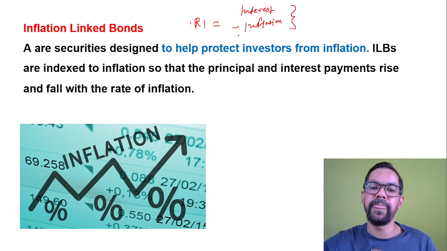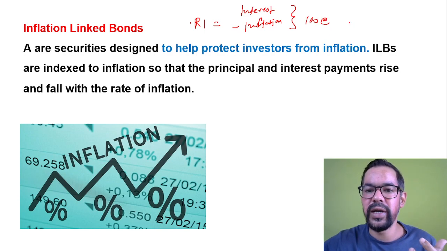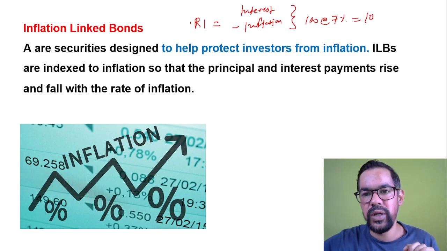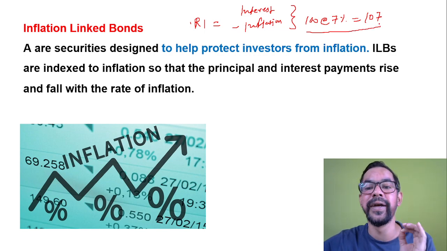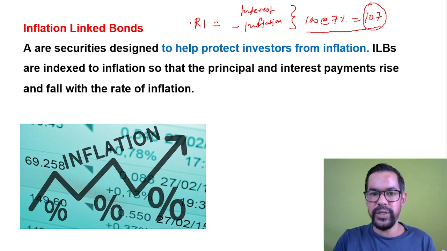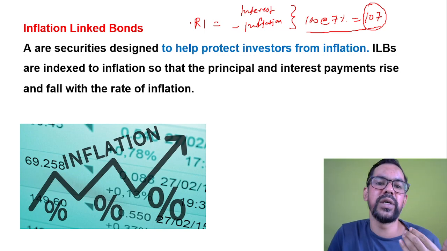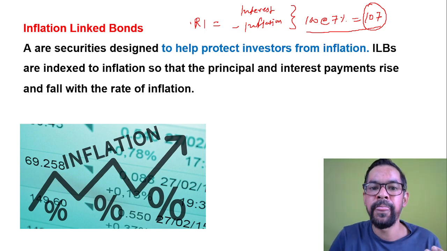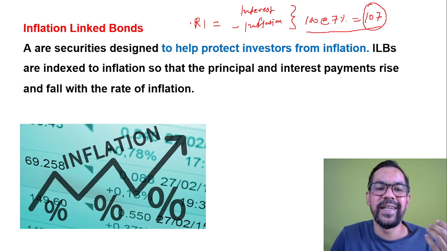So how does this concept work? Let's say you invested 100 rupees in any security. The rate of interest offered was 7%. So after 1 year your money grows to 107 rupees. This is your nominal income. You invested 100 rupees at the rate of 7%, and after 1 year you get 107 rupees. That 107 is known as nominal income, because you do not make any adjustment for inflation and other factors.